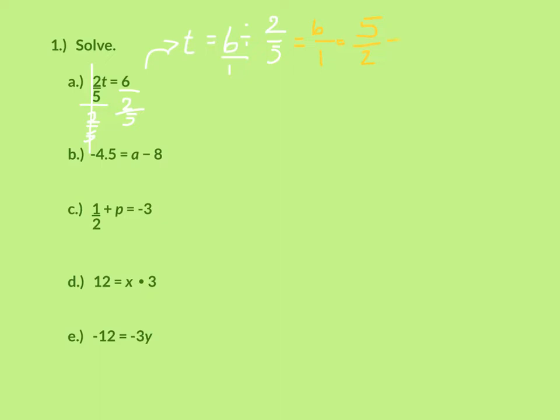So 6 times 5, of course, is 30. 1 times 2 is 2. That little 2 is too little to hold up that big giant 30, so 30 divided by 2 is 15. So in this particular case, we know that t equals 15.